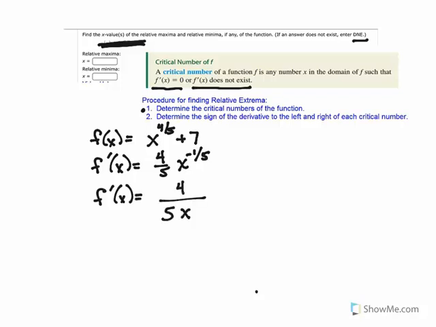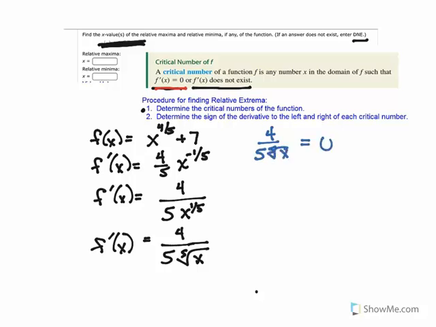And so this would be x to the 1/5. That is also the 5th root of x. So that's my derivative. Now, when is that derivative equal to 0? Does that ever equal 0?